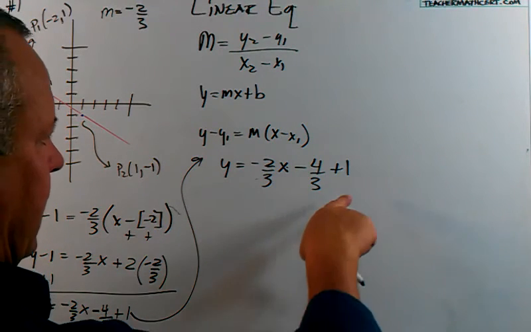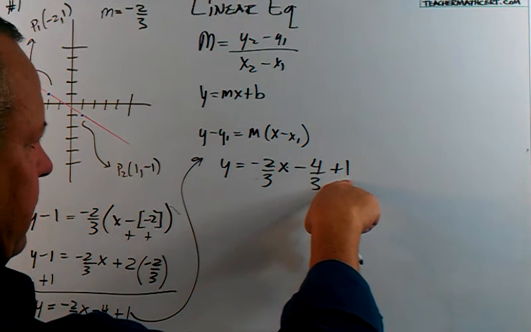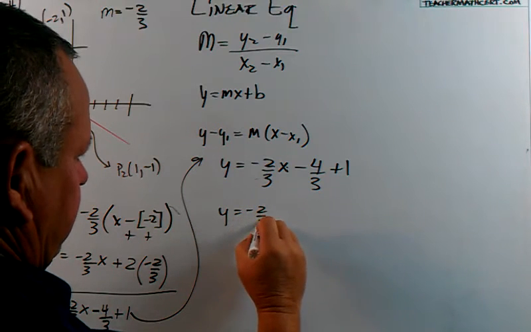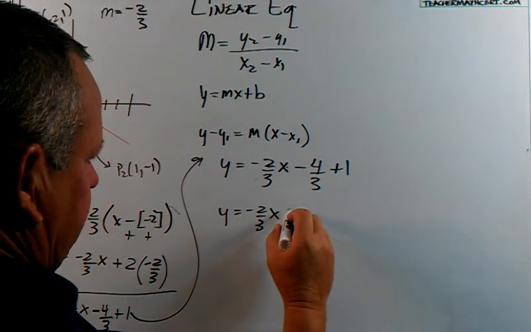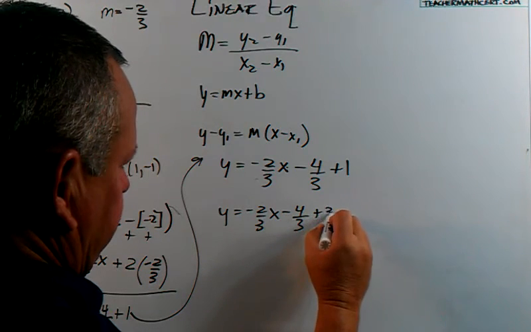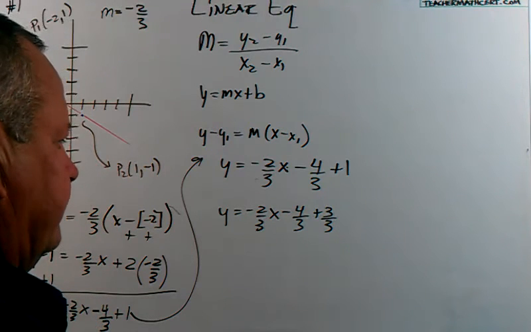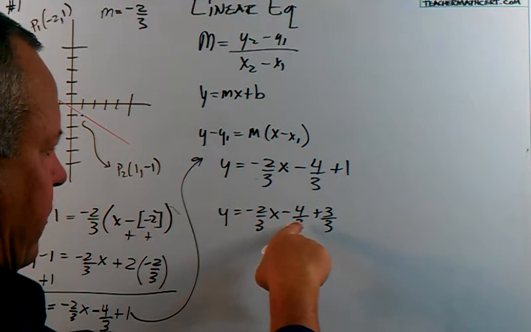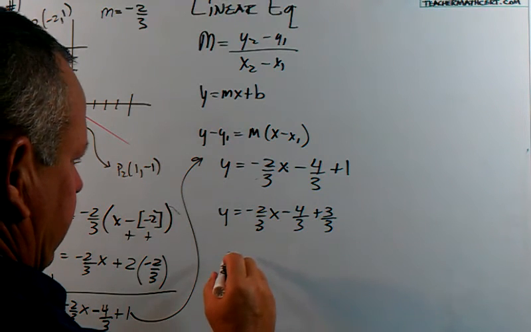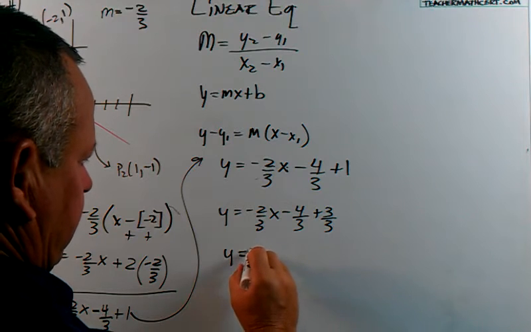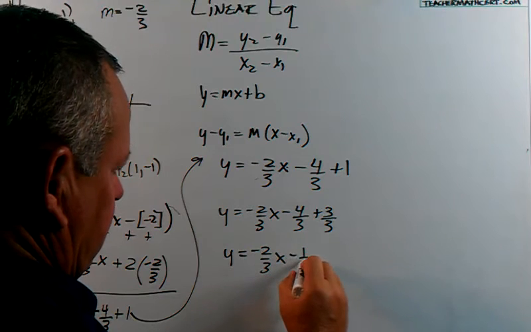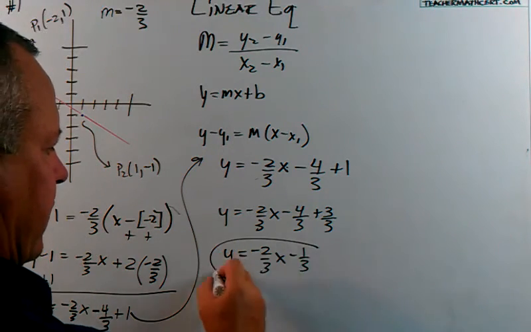Okay. Now we're just going to turn this 1 into a 3 over 3, okay? So that's going to be y is equal to negative 2/3 x, get a common denominator basically, minus 4/3 plus 3/3, okay? So we've got a negative 4/3 plus a positive 3/3. That's going to give us a negative 1/3. So we've got y is equal to negative 2/3 x minus 1/3. Now that's our answer.